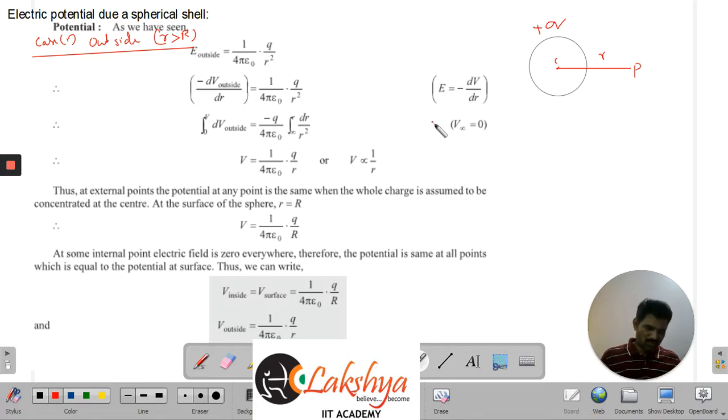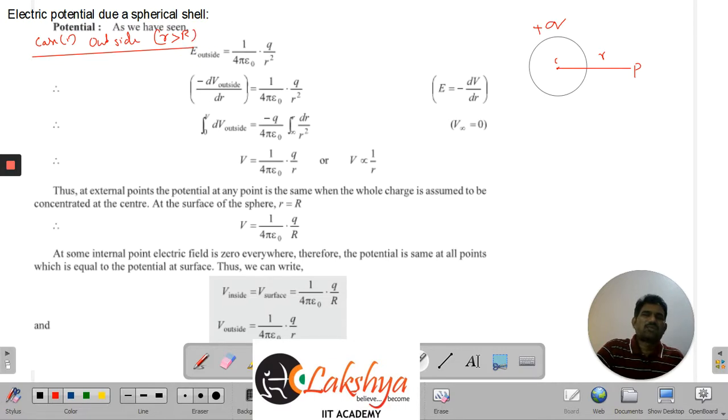So you can also directly write. If you are writing it directly, then 1 by 4 pi epsilon naught q by r directly you can say. No problem in this. That means directly by using the shell theorem you can say. So then just by using this EV relation I am going to explain here. So if we consider this EV relation, so outside this 1 by 4 pi epsilon naught.